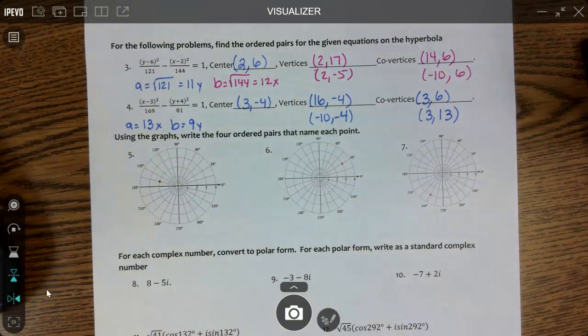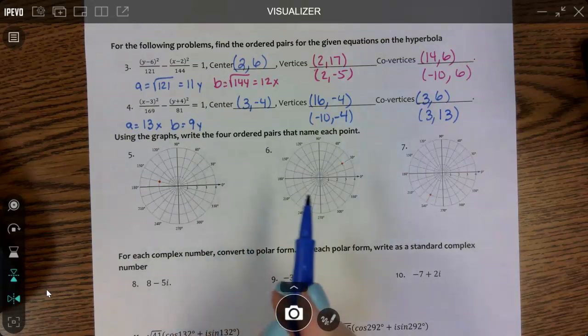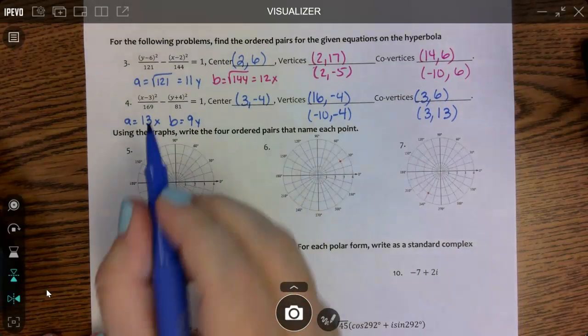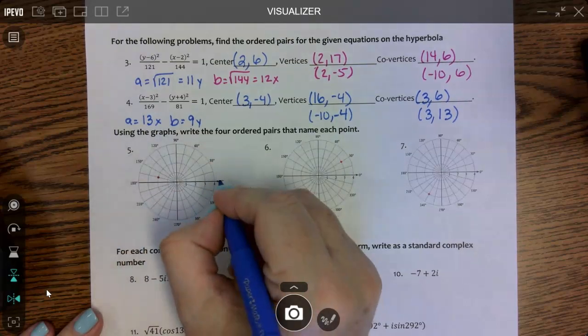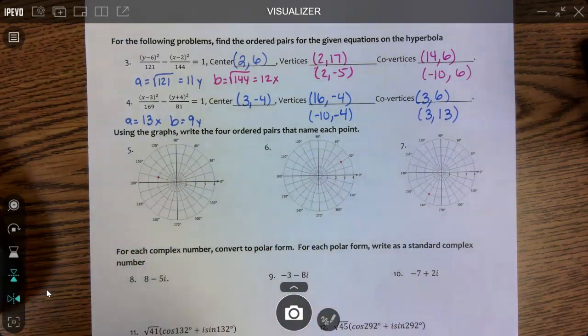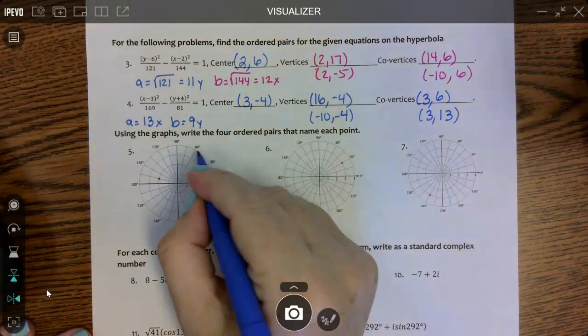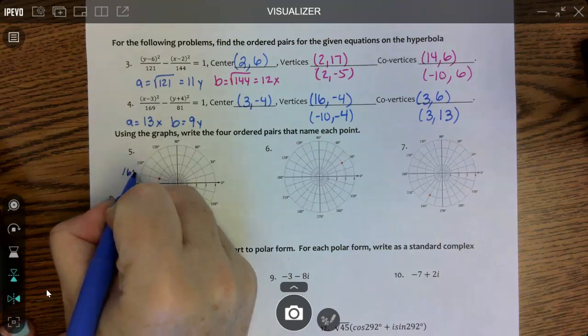Hey guys, so here are our polar graphs. We need to write four ordered pairs for this one graph. This one goes by 15. The way I know, if you go from 0 to 30, these are by 15. So this is going to be 165.